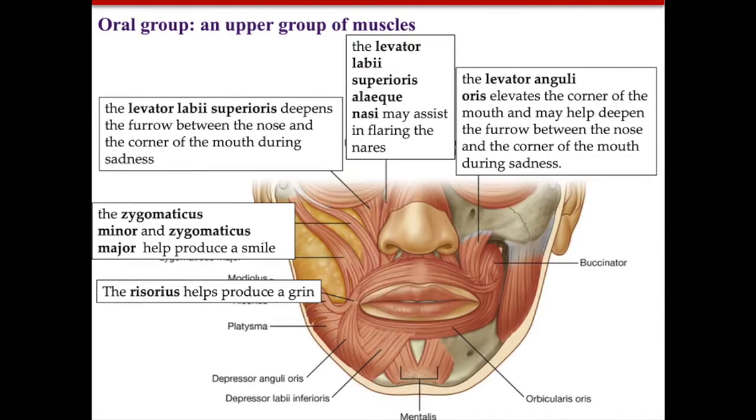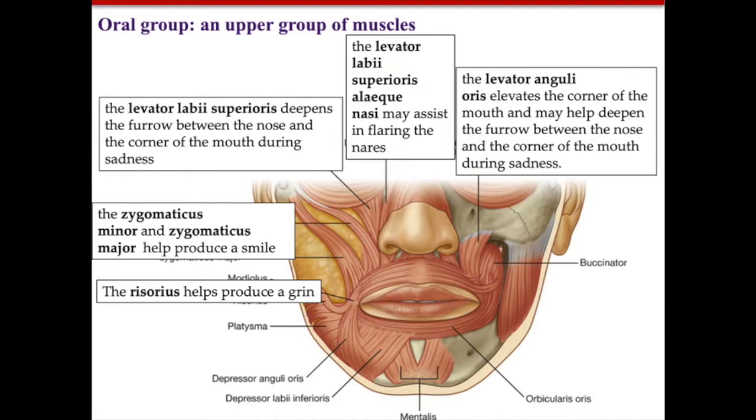The upper group of muscles, we have very much the same kind of knowledge, just the notion they exist. The names help you tremendously know where they belong, to what group they belong. So pay attention to the names. Levator anguli oris, so the muscle that elevates the angle of the mouth. Levator labii superioris, so elevates the superior lip.